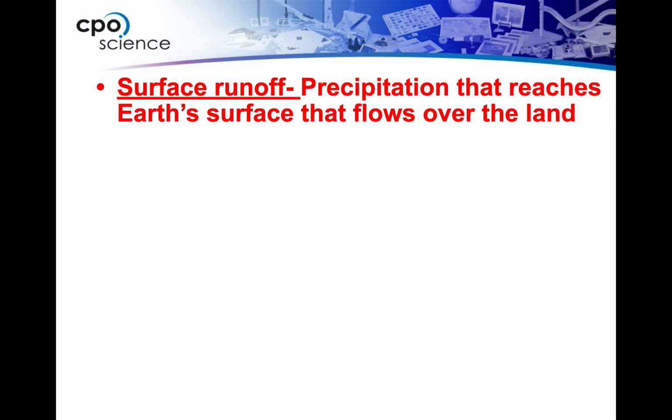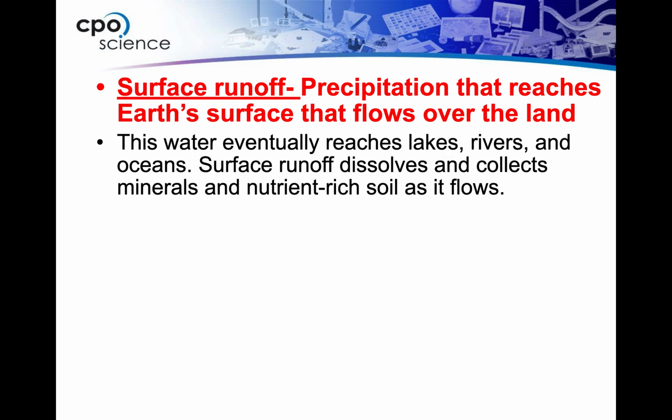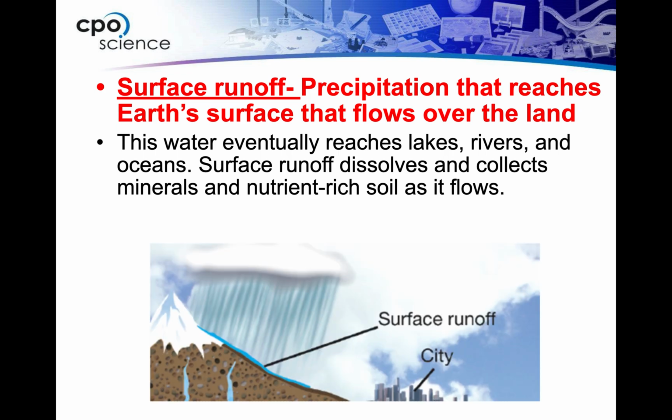Surface runoff: precipitation that reaches Earth's surface and flows over the land, we call surface runoff. The water will eventually reach lakes, rivers, and oceans. When surface runoff goes over the land, it'll actually dissolve and collect minerals and nutrient-rich soil as it flows. So if water flows over the land, we call that surface runoff.